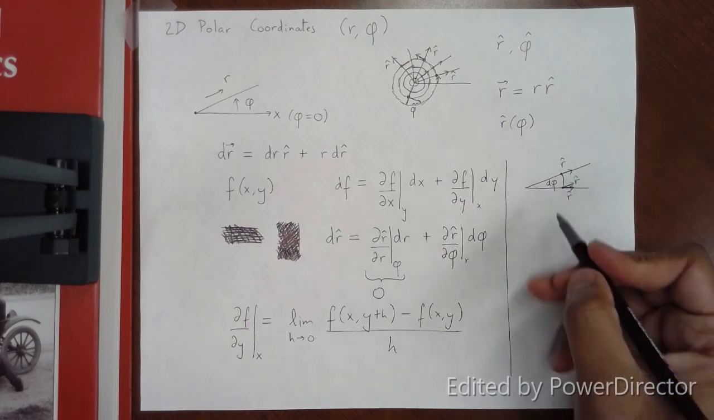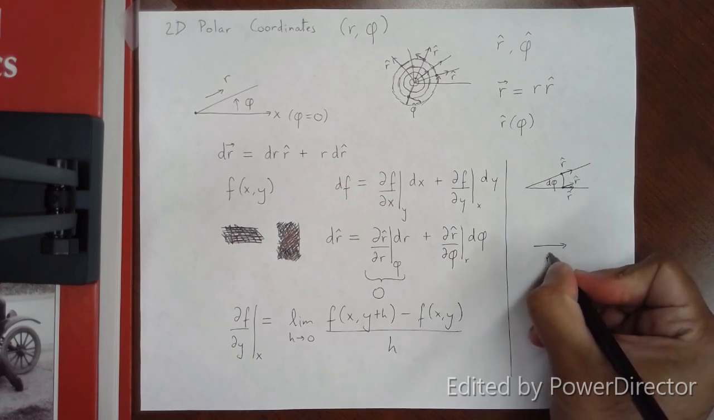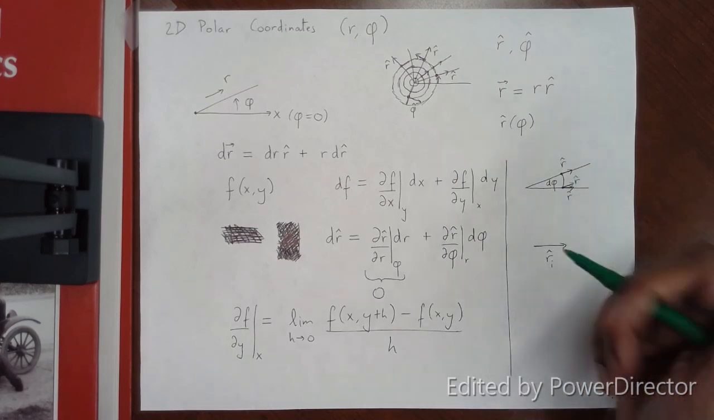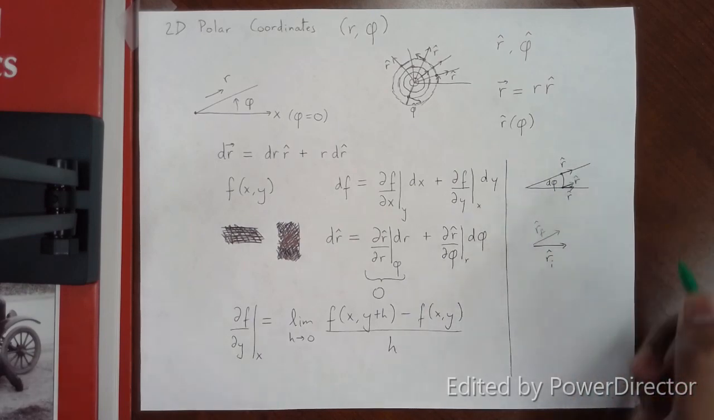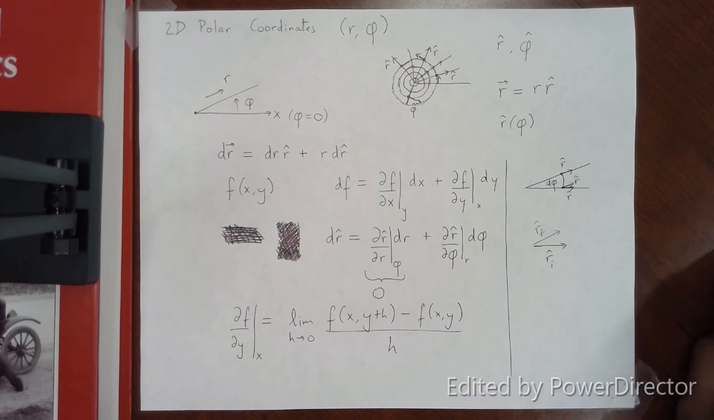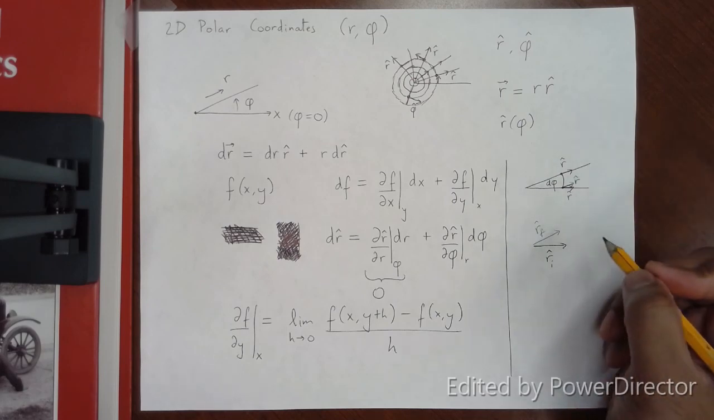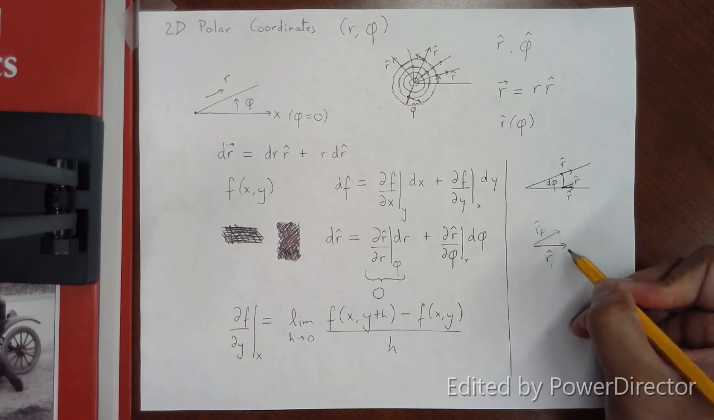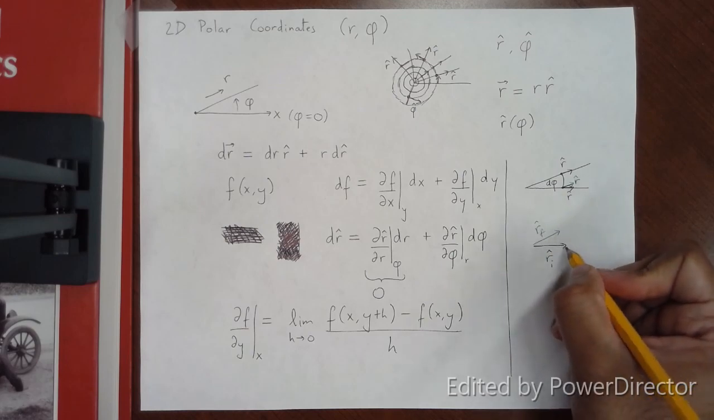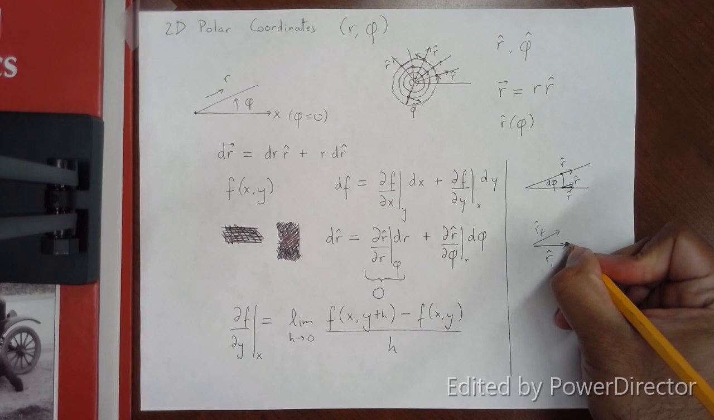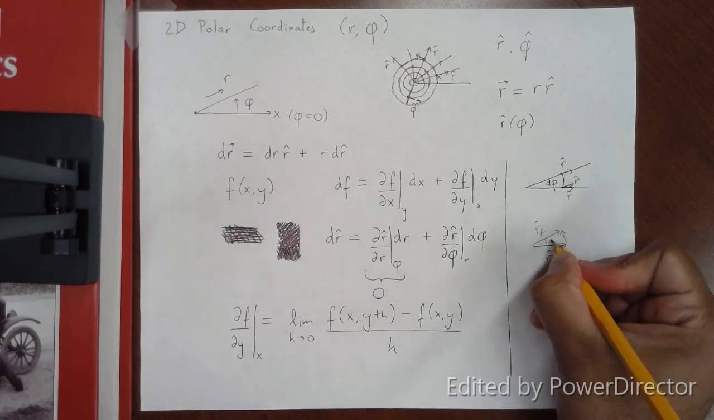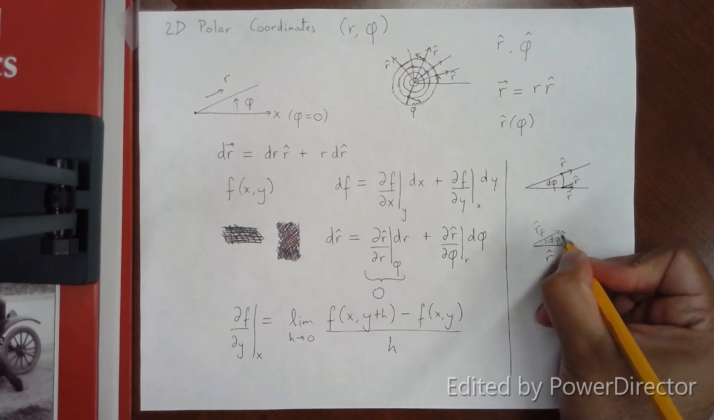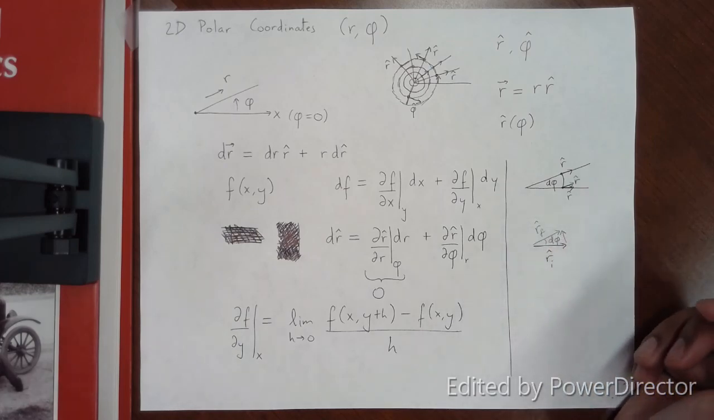So blowing that up a little, we have r hat, you could say initial over here, and then we have r hat final over here. And the difference between them, r hat final minus r hat initial, points like that. And again, the angle between them is a small angle d phi.